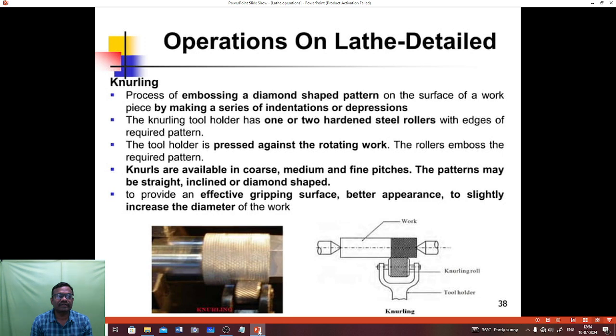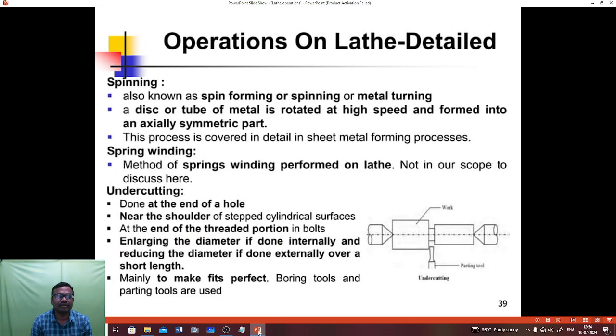Knurling is a process of embossing a diamond-shaped pattern on the surface of a workpiece by making a series of indentations or depressions. The knurling tool holder has one or two hardened steel rollers with edges of required pattern. The tool holder is pressed against the rotating work. Knurls are available in coarse, medium and fine pitches to provide an effective gripping surface, better appearance, and to slightly increase the diameter of the work.